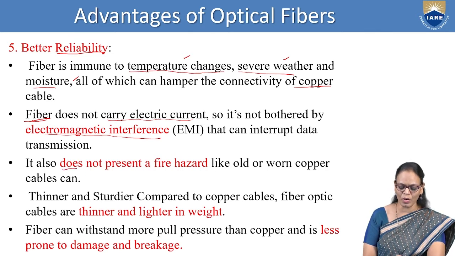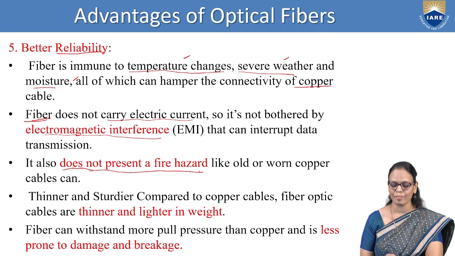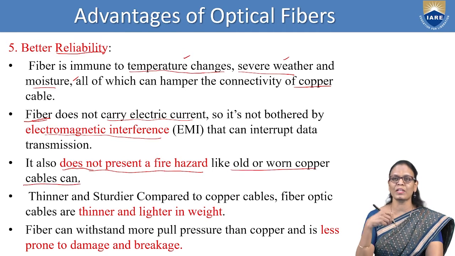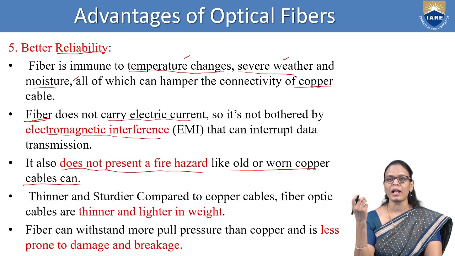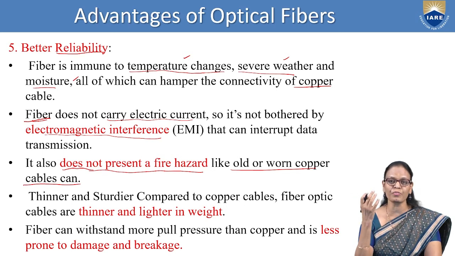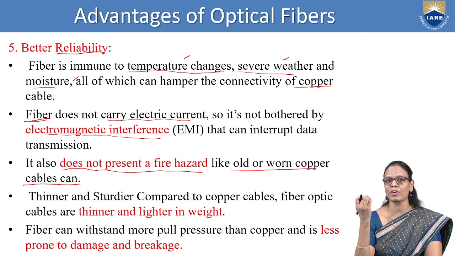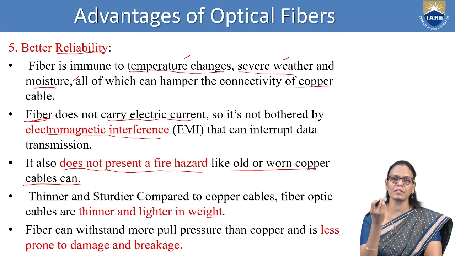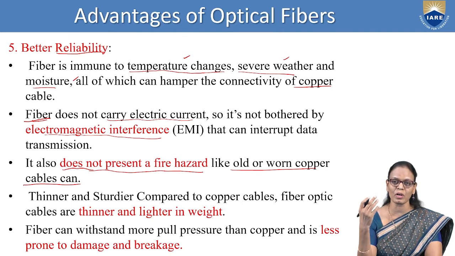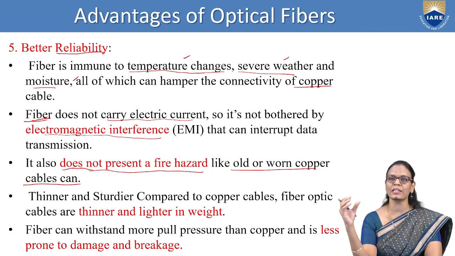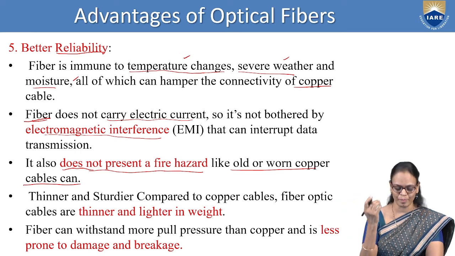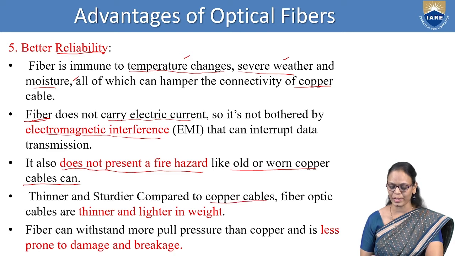It is also not prone to fire hazards, like worn out copper cables. When copper cables are worn out, they are exposed and may become potential areas for fire hazards. But in the case of optical fiber, we are taking enough care. We have seen in the structure of an optical fiber that the core is the main thing that carries the signal, but we also have the cladding, then the protective layer, then a layer that gives strength to the material, the silicone coating, and also the outer layer of the sheath. So we are taking enough care to protect these optical fibers and make them sturdy. Fiber optic cables are thin, but they are sturdier compared to copper cables.